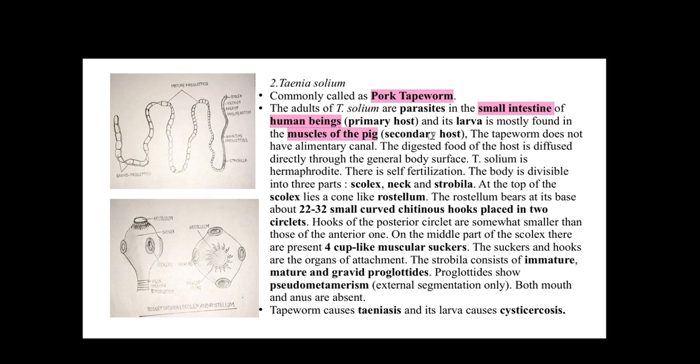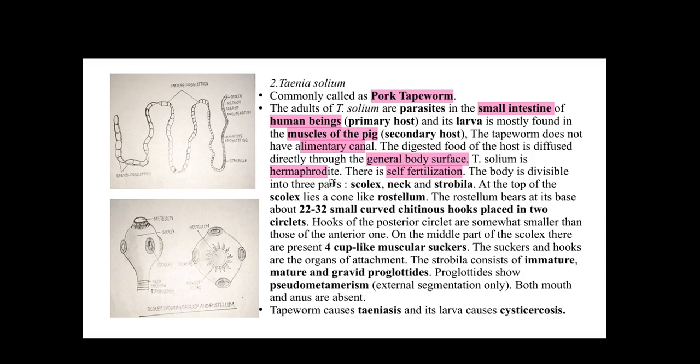I'm sorry, the secondary host of Taenia solium is pig, not primary. The tapeworm does not have an alimentary canal. The digested food of the host is diffused directly through the general body surface. Now they are also hermaphrodite. Self-fertilization, it means the egg and sperm present in a single proglottid are fertilized by each other.